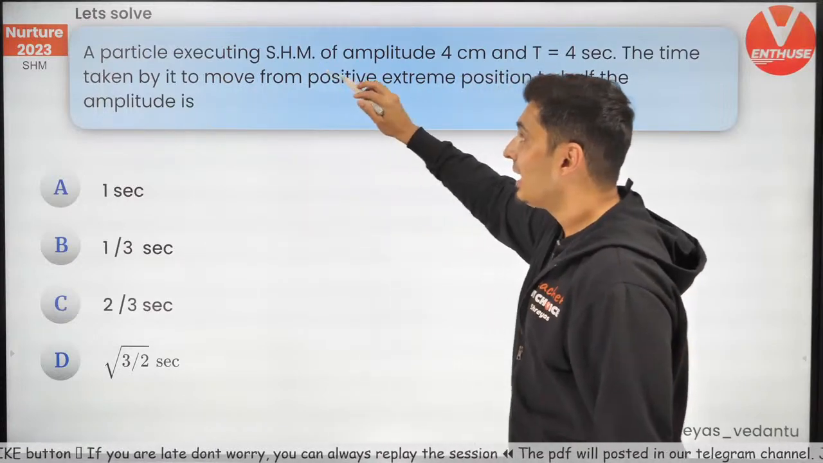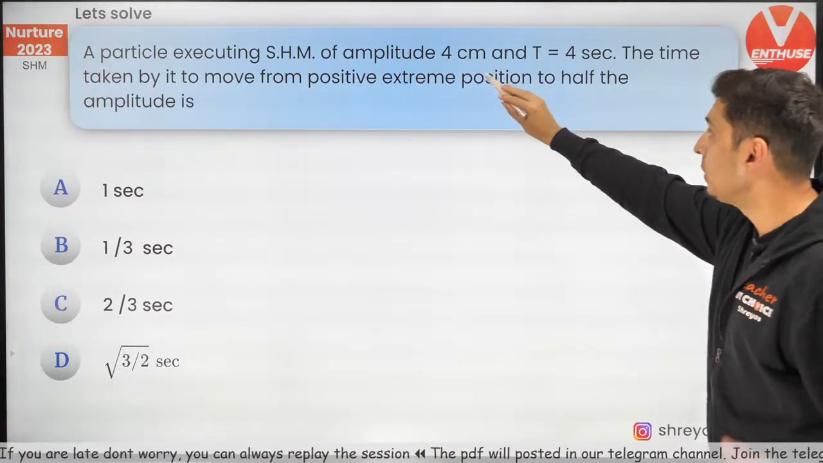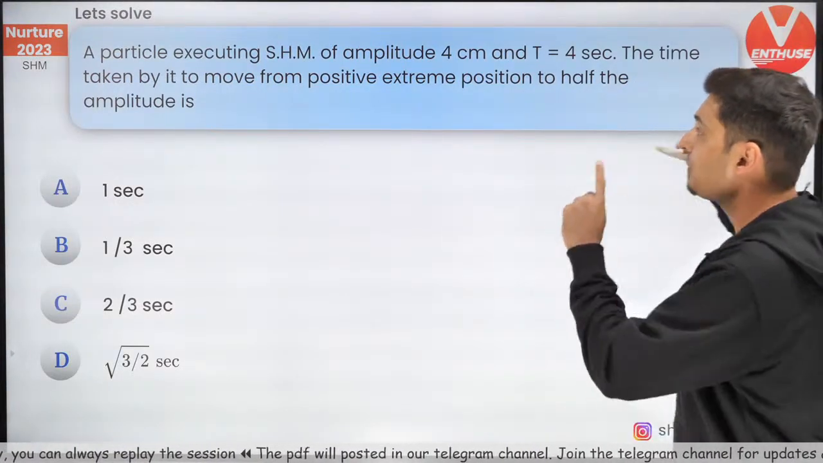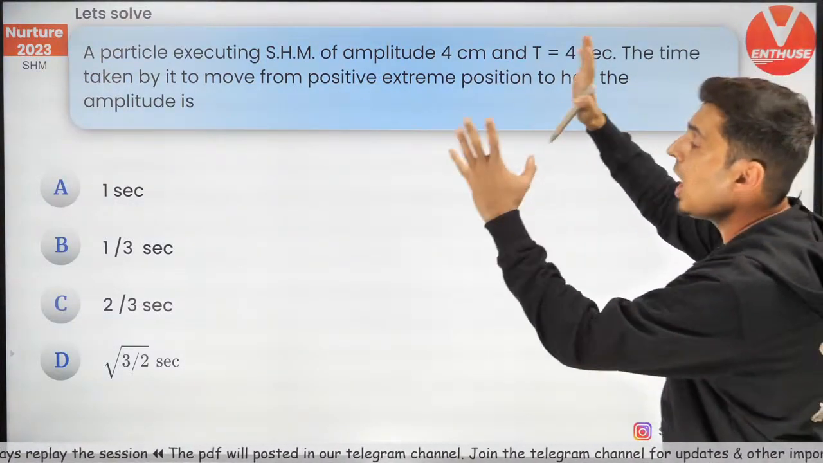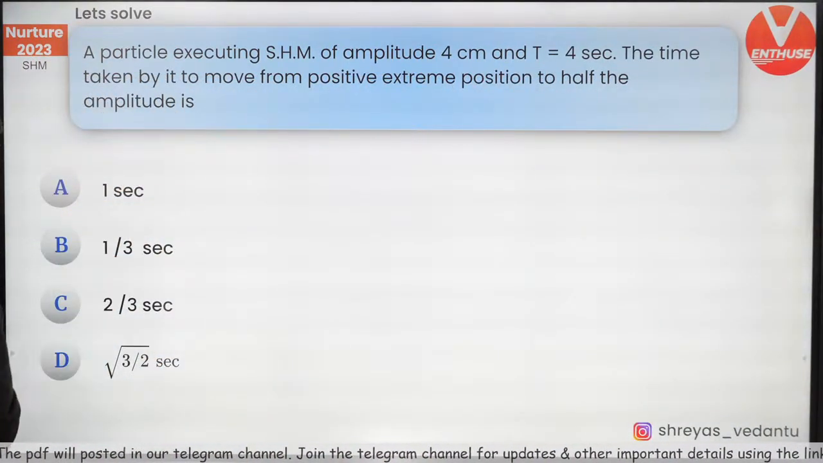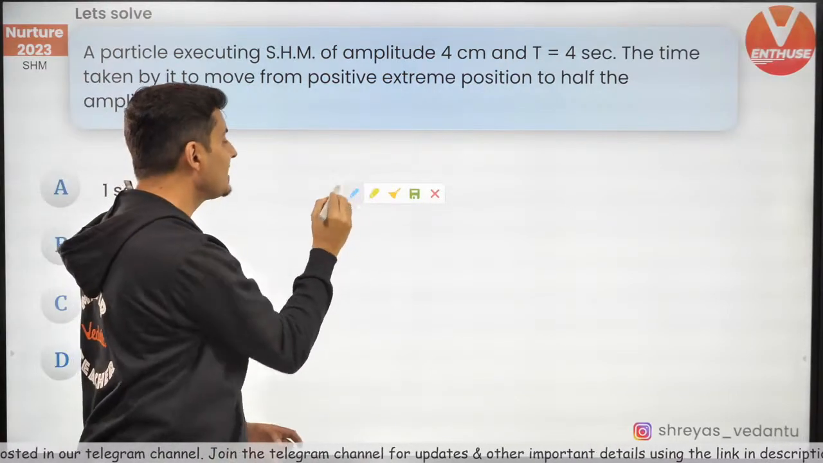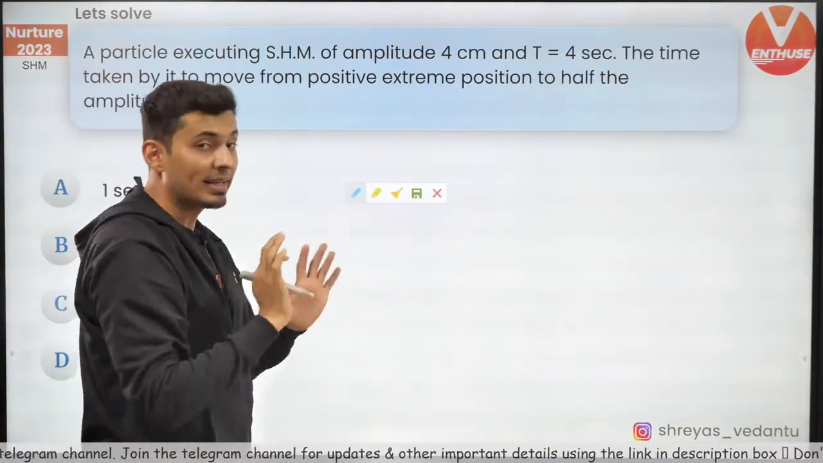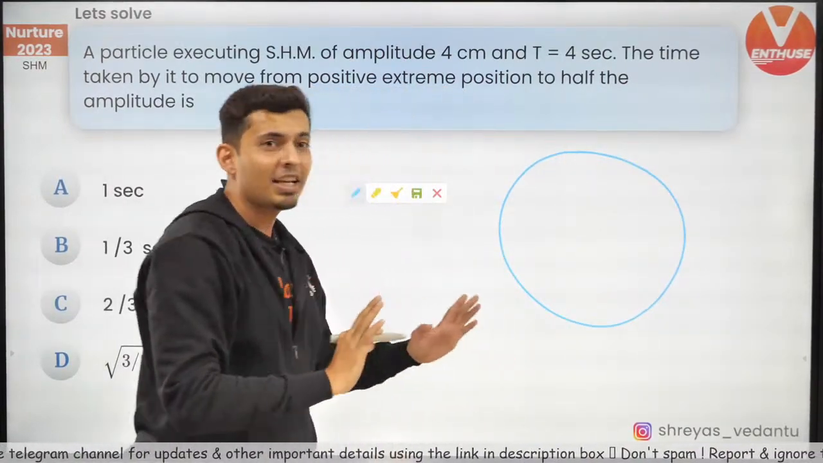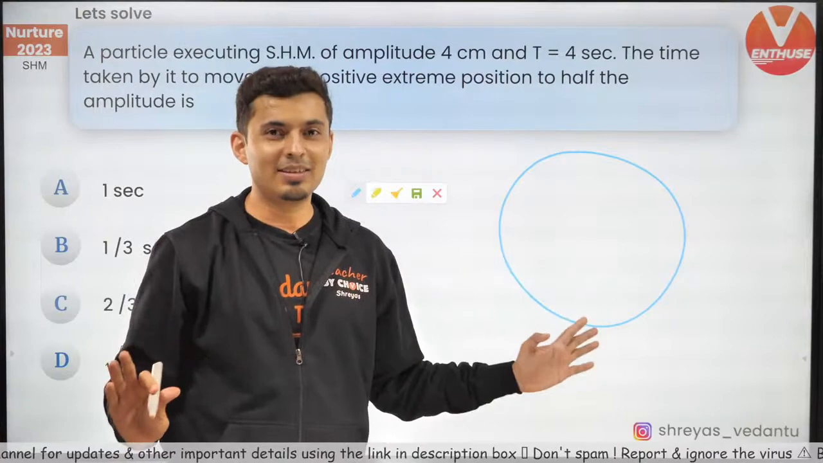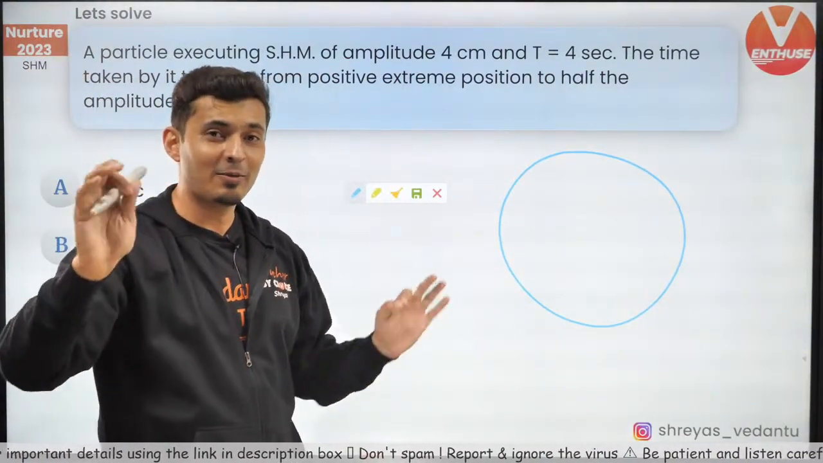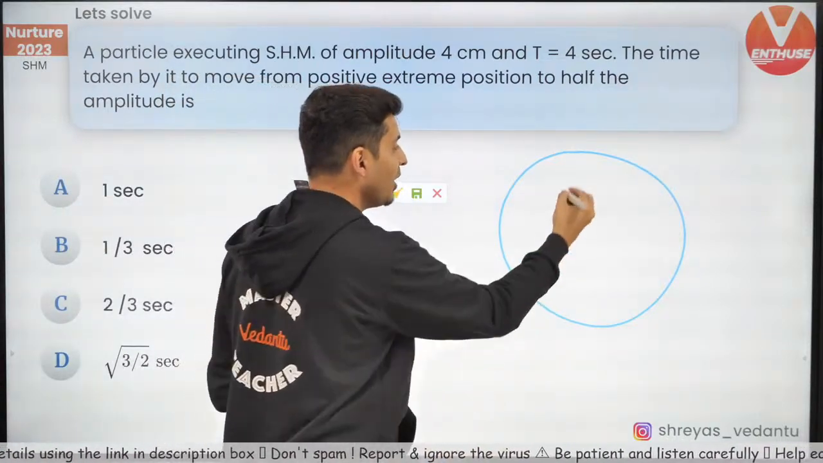Perfecto. A particle executing SHM of amplitude 4, time period 4, the time taken by it to move from positive extreme to half the amplitude. Interesting question. Again, start with phasors. It will be very easy. If you try to do it with equations, you will get stuck. Today's entire solving is just via diagrams. Isn't it fascinating? No equations. All the questions we are going to solve only with diagrams. That's the best part of today's session.